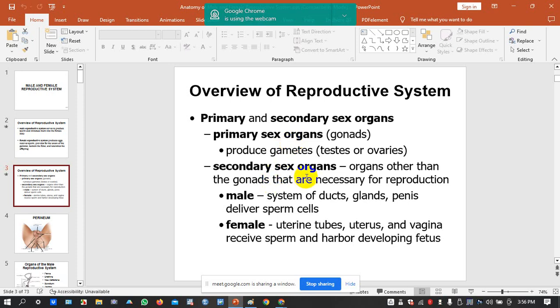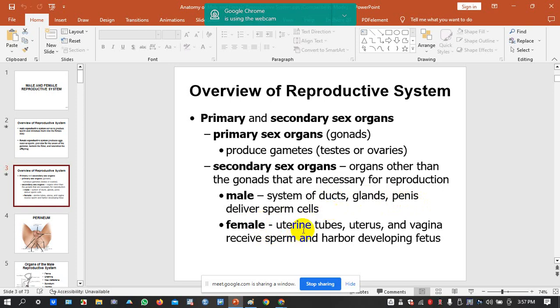So let's look at secondary sex organs. The secondary sex organs are systems of ducts, glands, and the penis that deliver sperm cells. When you say secondary sex organs, it means that under the influence of testosterone, the males' primary sex organs are developed or matured into the formation of systems of ducts. That's the ureter, the urethra, and glands. We also have the bulbourethral glands, the Cowper's gland. Then we have the penis, which delivers the sperm.